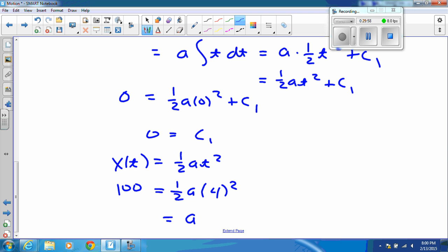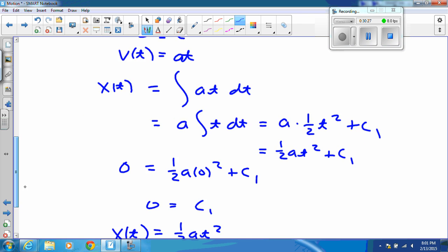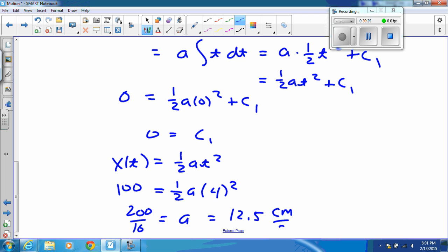Well, how does that help us? Well, there's one piece of information that we haven't used yet, and that is the fact that when t is equal to 4, x is equal to 100. And so I can substitute those values in, and lo and behold, I have something, which is an equation that allows me to find a. A is equal to 200 over 16, or 12.5.